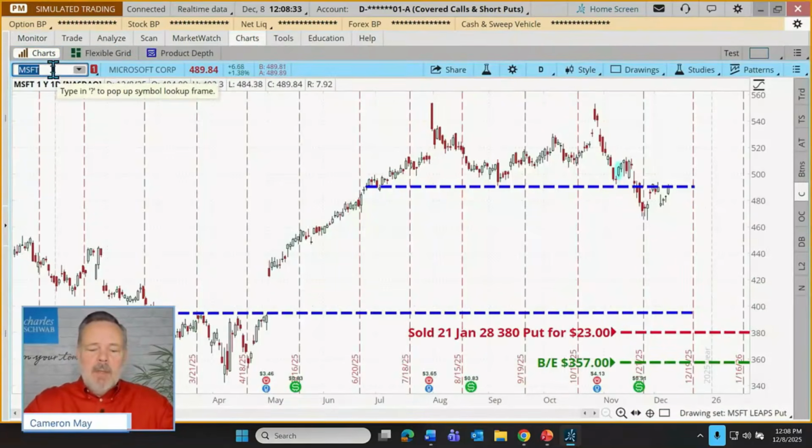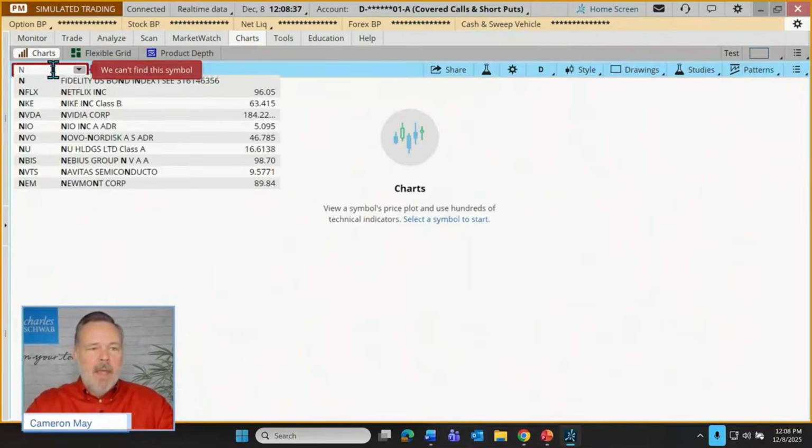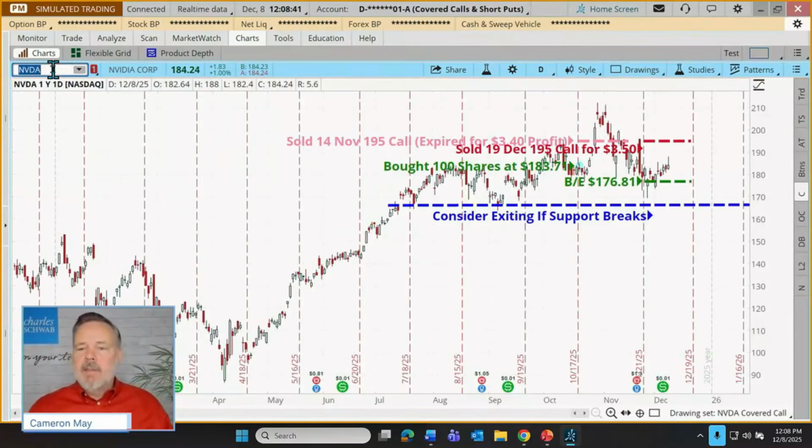And NVIDIA, we have a little bit of history with this one as well. Not NVIDIA, just NVIDIA. There we go. Get the right symbol in there.